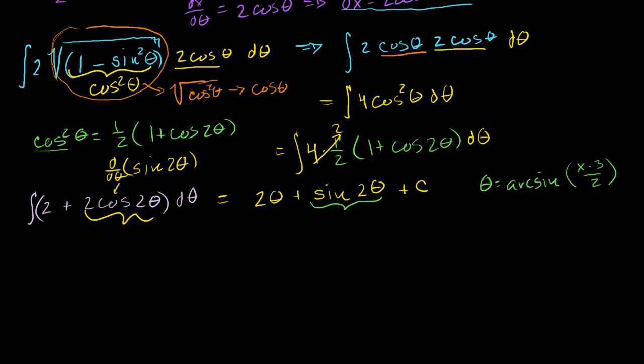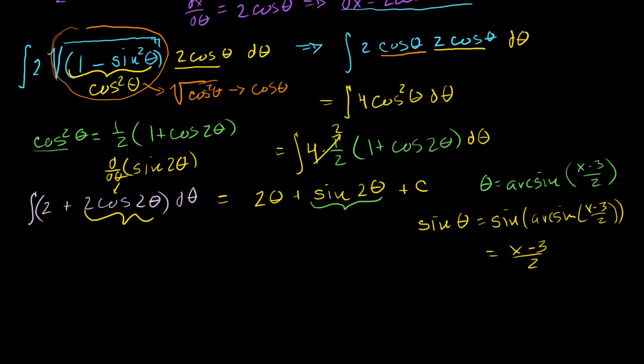Let me make that clear. If I can write all of this in terms of sine of theta, because the sine of theta, let me write that. The sine of theta is equal to the sine of the arcsine of x minus 3 over 2, which is just equal to x minus 3 over 2. So if I can write this in terms of sine of theta, then I can just make this substitution. Sine of theta equals that, and everything simplifies a good bit. So let's see if we can do that.